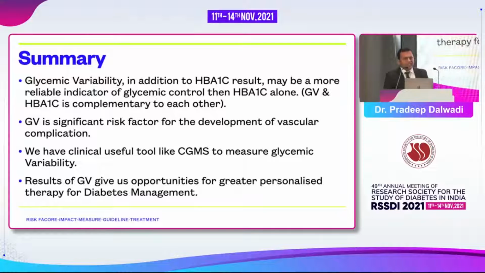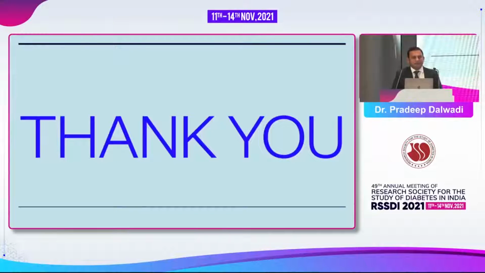So when you know that glycemic variability is an important risk factor, when you know that glycemic variability is associated with adverse cardiovascular outcome in a diabetic patient, when you know that it can be easily measured nowadays with the use of CGM, now when you are having guidelines for glycemic variability and when you are having treatment options available to use glycemic variability in a diabetic patient, definitely measuring glycemic variability is useful in a diabetic patient.